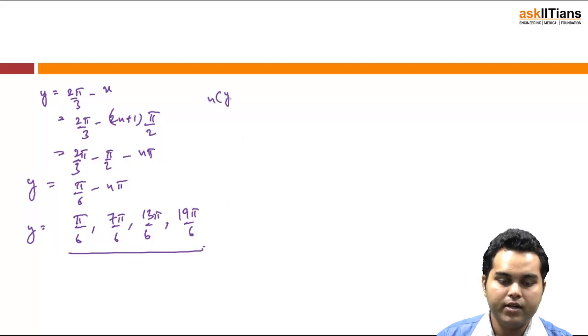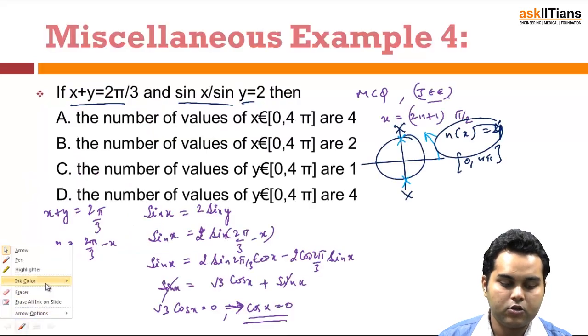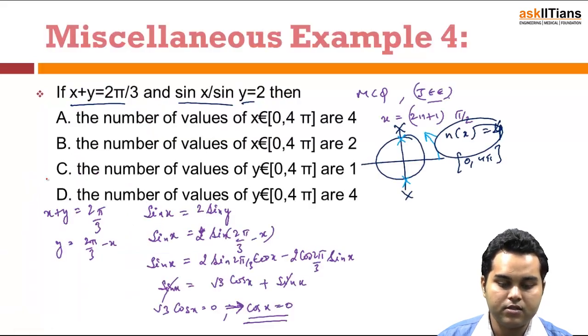So the number of y lying in the region 0 to 4 pi is 4, and hence the options that would be marked in this answer would be D, that is y in the region of 4 and x in the region of 4 again, so it will be A and D.